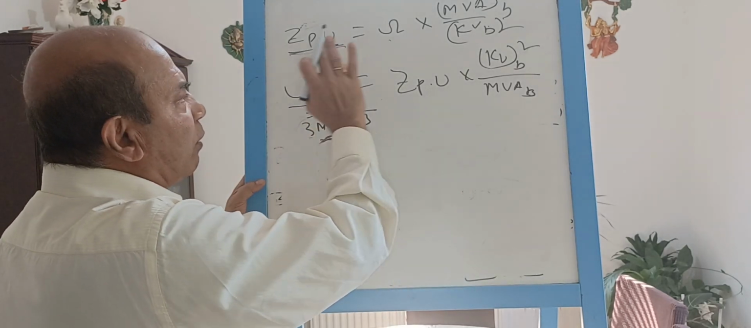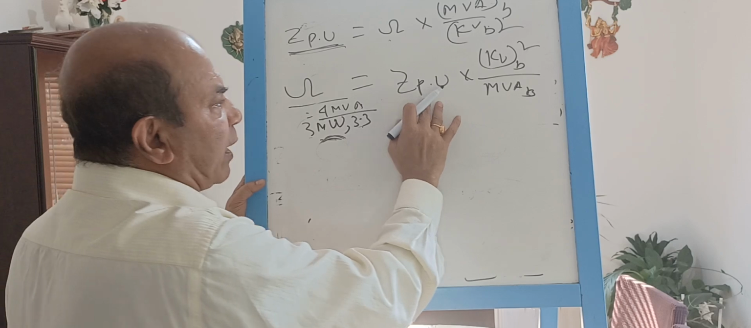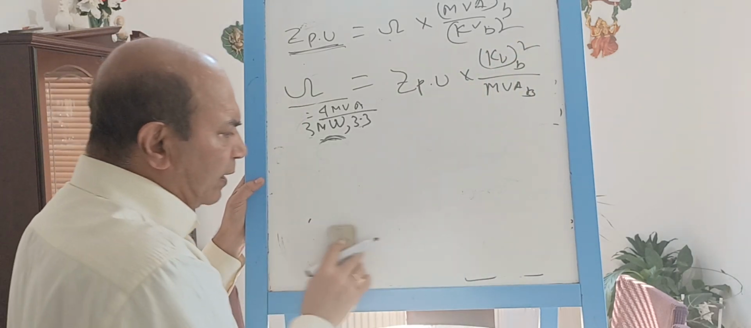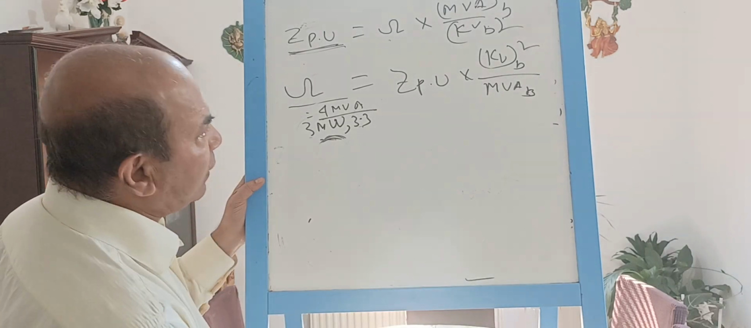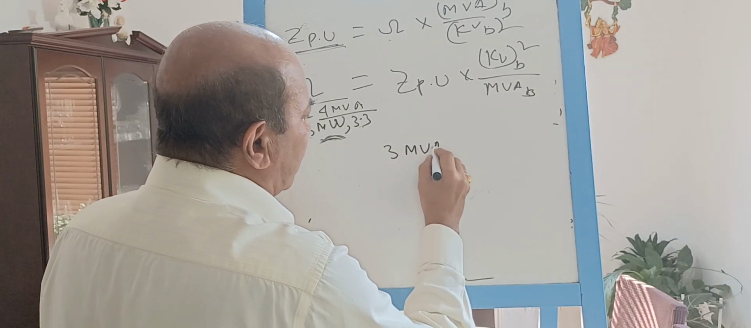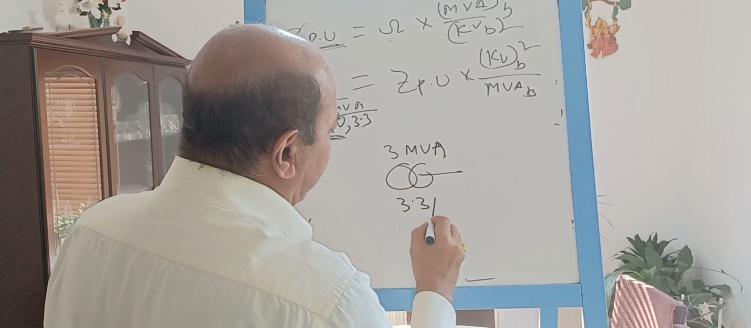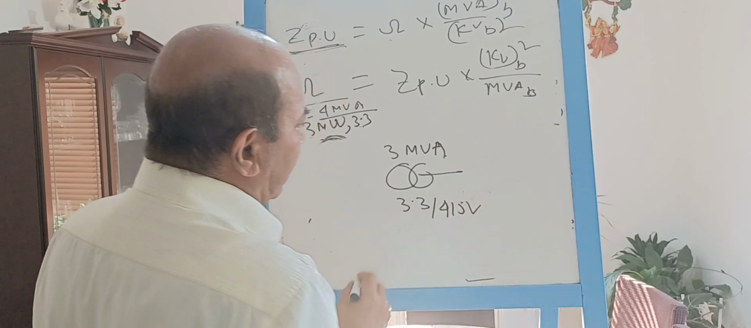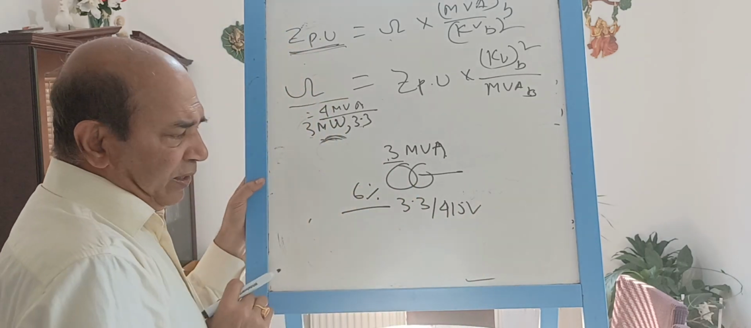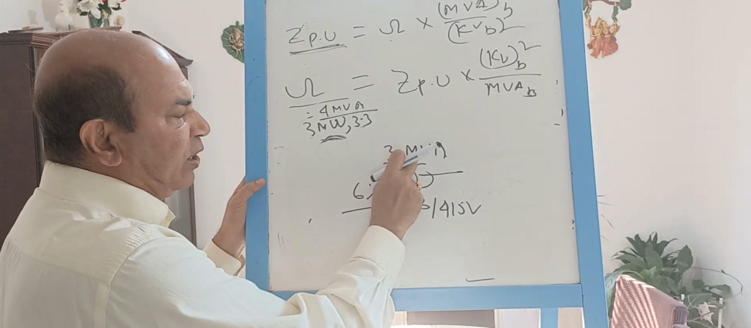Z per unit equals ohmic value into MVA by kV square, and Z ohmic value equals Z per unit into kV square by MVA. This is one. The second thing we have to calculate: suppose there is a 3 MVA transformer, 3.3 kV by 415 volt. Now this 3 MVA transformer has impedance 6%. When we mention this, we are saying this transformer has 6% impedance based on this 3 MVA.